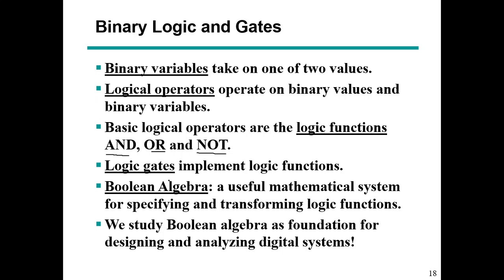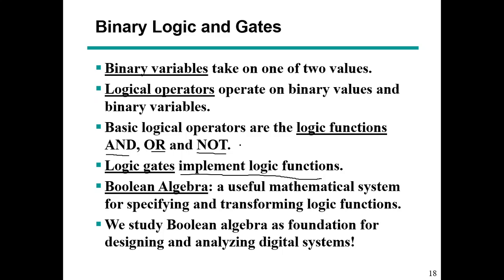Logic gates are basically electronic circuits that implement logic functions. So we can have an AND gate that would implement the AND logic function. We can have an OR gate that would implement the OR logic function. We can have a NOT gate that would implement the NOT logic function. And similarly, we can have other gates. We talked about the NAND gate and the NOR gate, the exclusive OR gate, the exclusive NOR gate. We talked about all those gates.